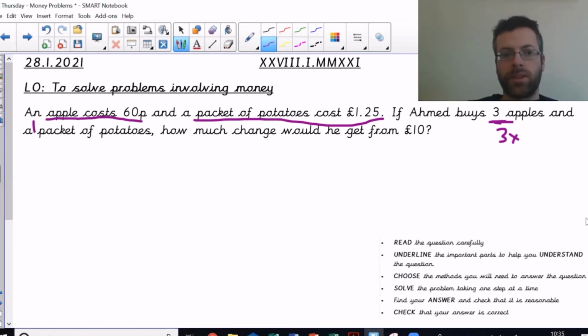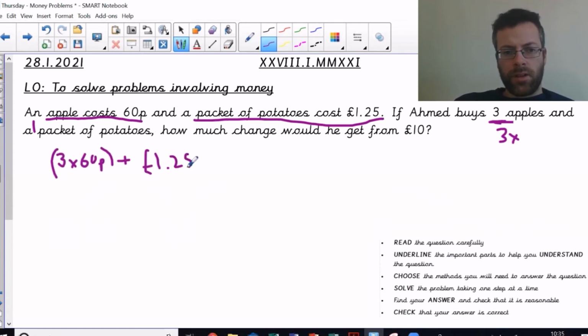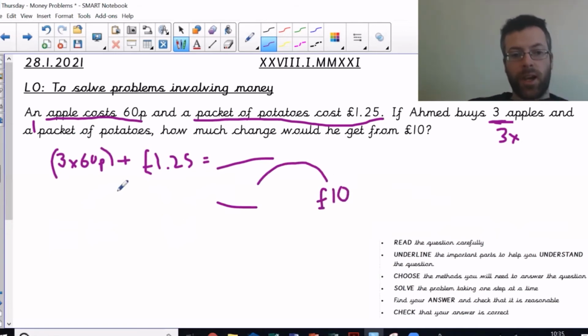So I'm going to choose the method now. What I need to do is work the 3 apples out. So I'm going to do 3 times 60p plus the packet of potatoes, which is £1.25. And that's my total. And then whatever that is, I'm going to count on until I get to £10. Okay, I've chosen my method. I'm now going to work it out.